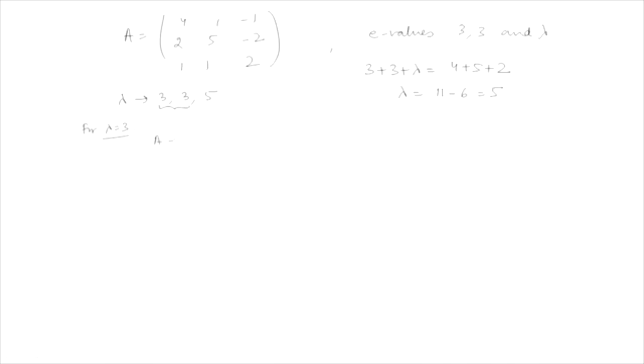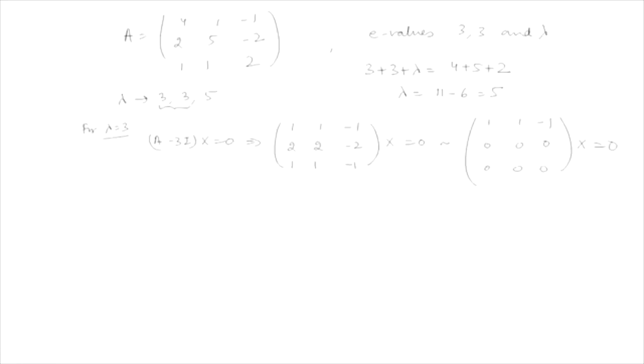So for lambda equal to 3, it is A minus 3I times x equal to 0, and this implies [1, 1, minus 1; 2, 2, minus 2; 1, 1, minus 1] x equal to 0. When we convert into row echelon form, we can easily see that it is 2 times this and 1 time this, so it is [1, 1, minus 1; 0, 0, 0; 0, 0, 0] x equal to 0. So what is the rank of this matrix? Rank is 1. And the order of the matrix is 3. 3 minus 1 is 2. That means 2 is the geometric multiplicity corresponding to lambda equal to 3. So yes, because the algebraic multiplicity is 2 and the geometric multiplicity is also 2, and for lambda equal to 5 it is 1 only, this matrix is diagonalizable.